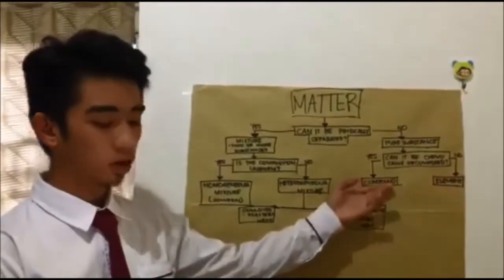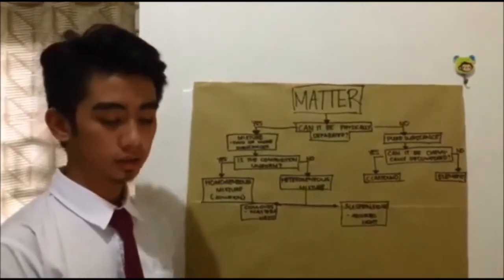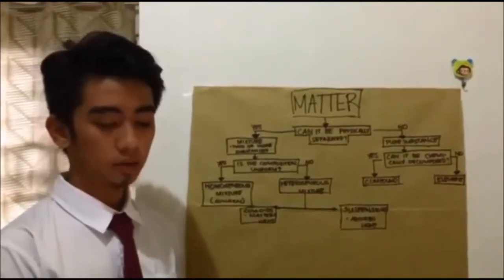The second one is the compound. Compound is composed of 2 or more elements in a fixed ratio. Example, table salt.